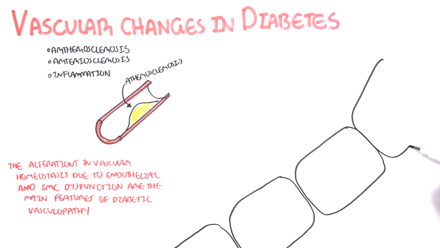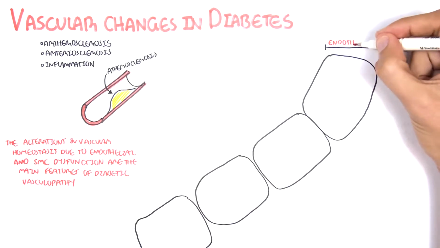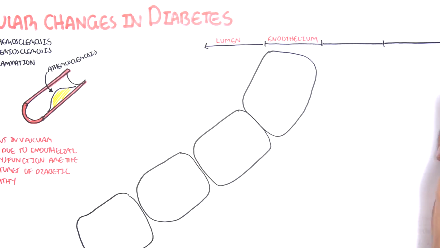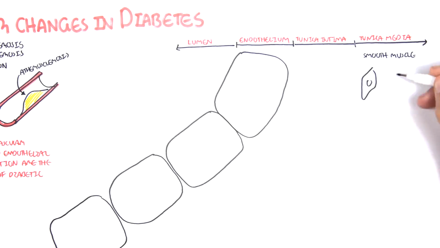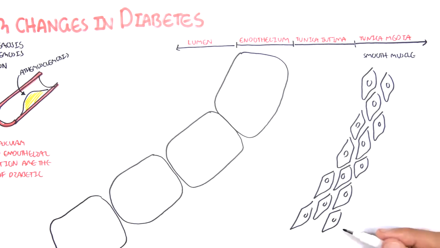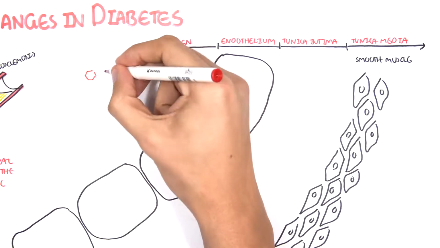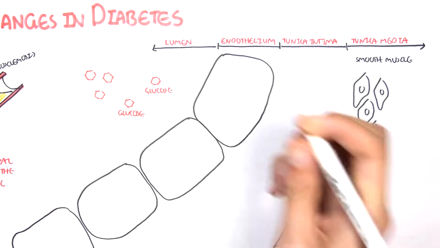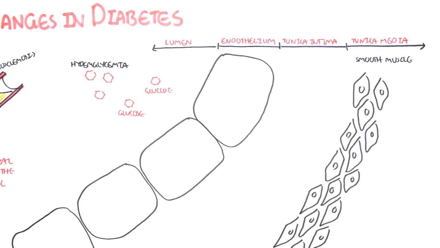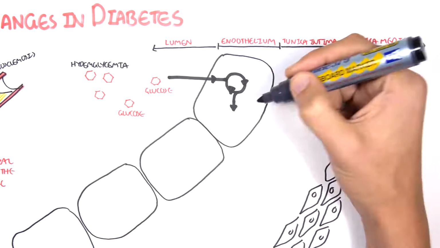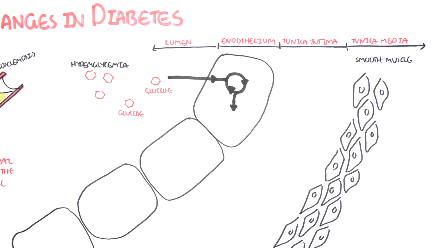Okay, let us zoom into the layer of the vessel. This is the lumen, endothelium, tunica intima, and tunica media. Tunica media is where the smooth muscle layer is. Within the lumen, we have red blood cells and other proteins. This is also where glucose travels. In diabetes, we have high blood glucose. When there is high blood glucose, the endothelial cells will eventually take most of it up. The interesting thing here is that the endothelial cells of the vessels do not need insulin to take up glucose. It just does it.